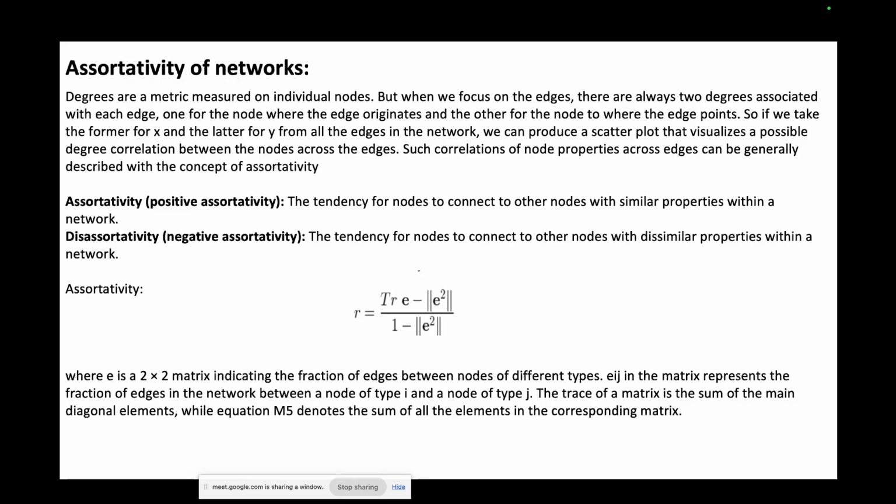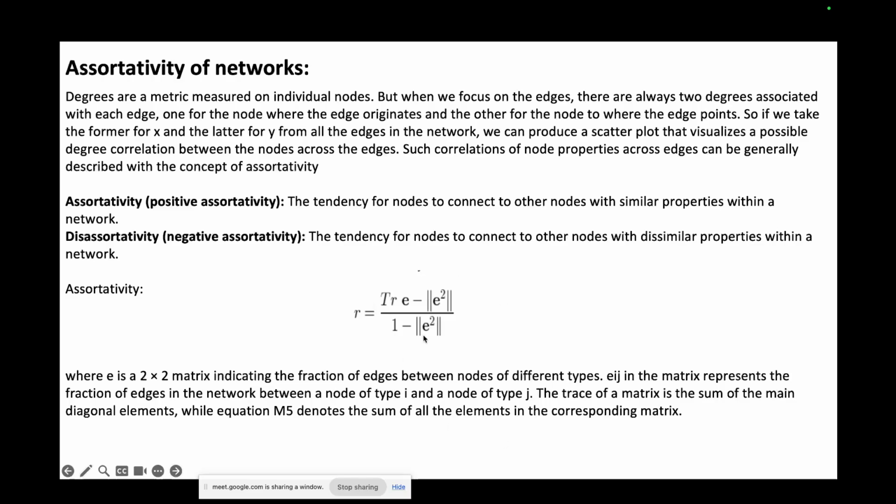So if we take these values and plot a scatter plot, we can produce a plot that gives us the information about possible degree correlation between nodes across the edges. So such correlations of node properties across edges can be generally described as the concept of assortativity, meaning that the nodes of similar function will generally tend to connect with each other. So yeah, that is how it is defined. Positive assortativity is the tendency for the nodes to connect to other nodes with similar properties within a network. And disassortativity is actually the opposite of that.